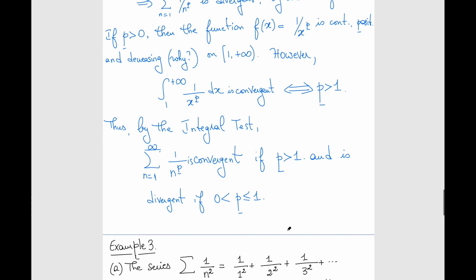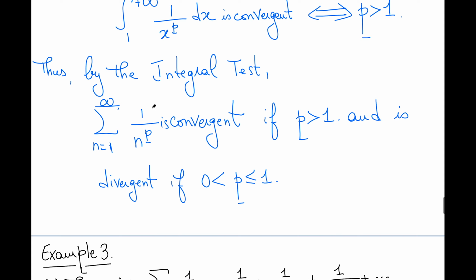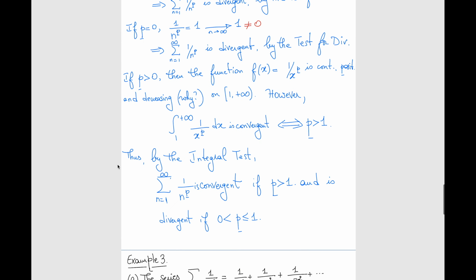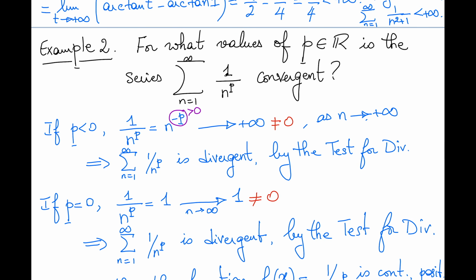So to summarize, let me summarize it in red. And this is an important result. Zoom in. By the way, this series is referred to as the p series. Okay, so this is called the p series. Let me write it for you over here. So this series is called the p series.